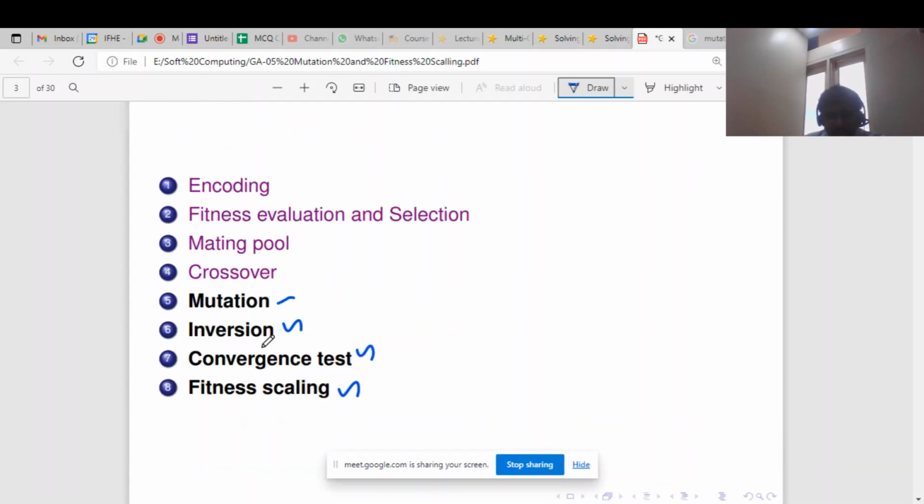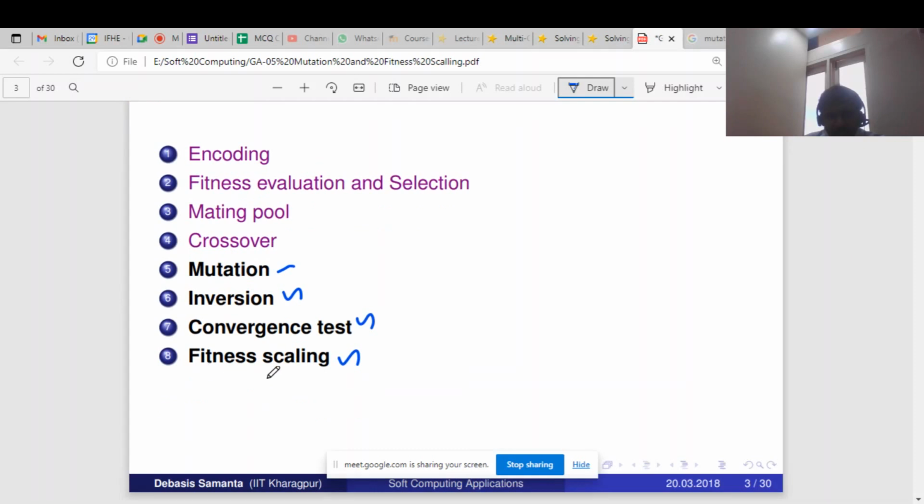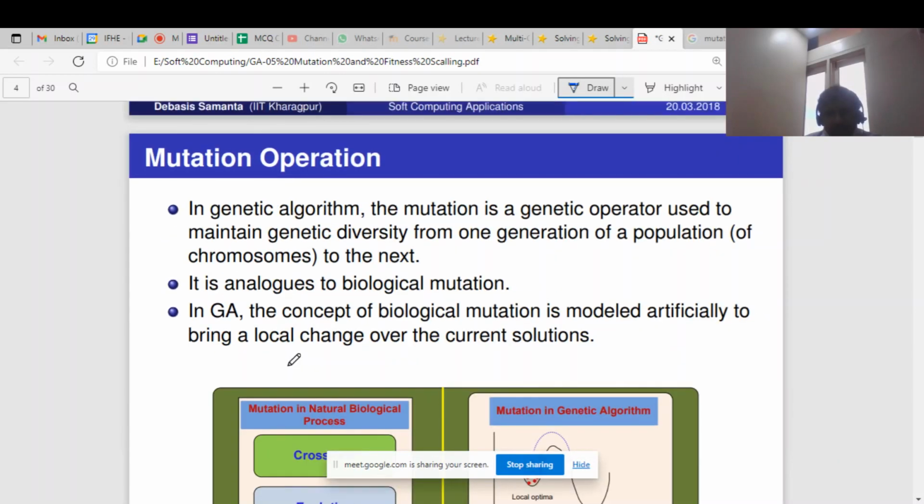Fitness scaling helps to move the solution from local optimal to global optimal. Sometimes the problem will get stuck in local optima. So then there is a way to move the possible solutions from local maxima to global maxima, or local optimal to global optimal range. That is called fitness scaling. We'll be discussing this also.